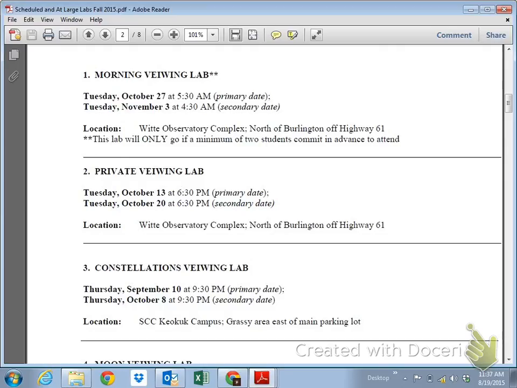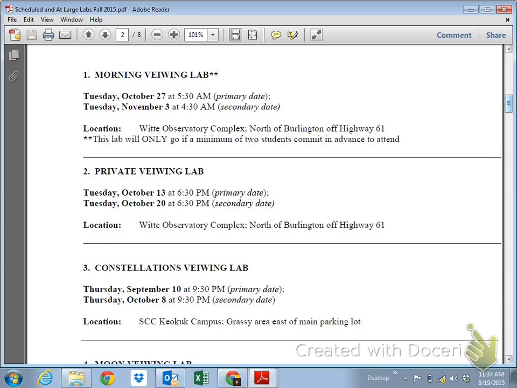So the next ones I host, the 2, 3, and 4, are all here at the Keokuk campus. Wait a minute. No, it's not. 2 is back at the observatory, sorry. So 2 is at the observatory, and I don't need a commitment because I figure if I don't get 2 people, my husband and I will go and open up the telescope and just enjoy seeing what's out there. So we see 2 dates for the private viewing at the observatory. Then the other 3 are here at Keokuk.